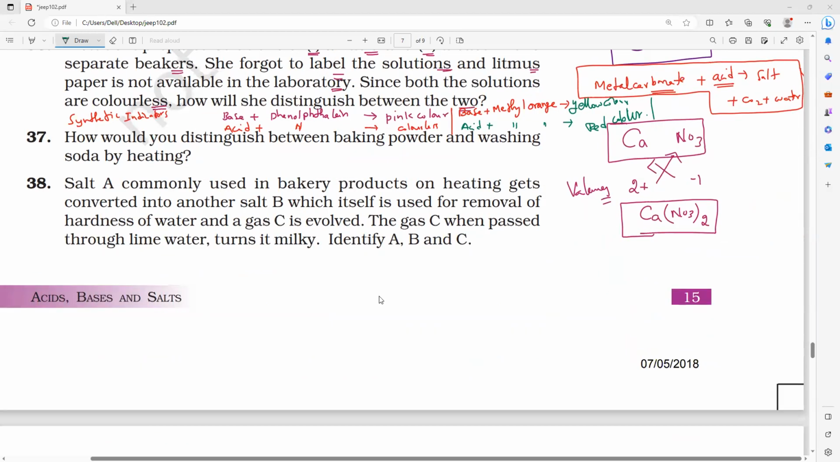Next question. How would you distinguish between baking powder and washing soda by heating? At least anybody can answer it. Okay, but I'm expecting from her. Let me see what she will do. So this is one of the most important question. Please remember that.